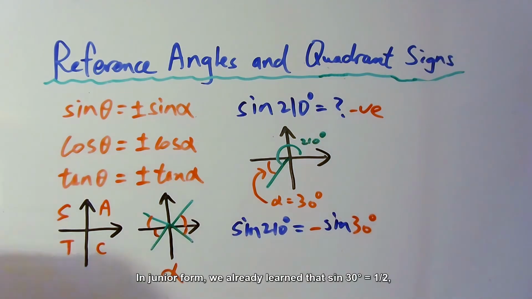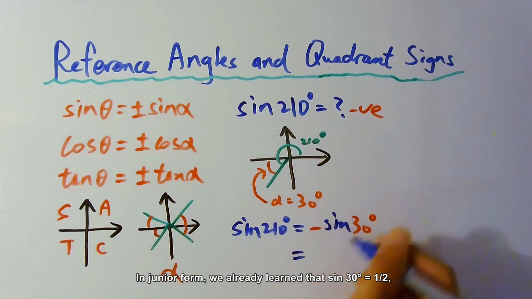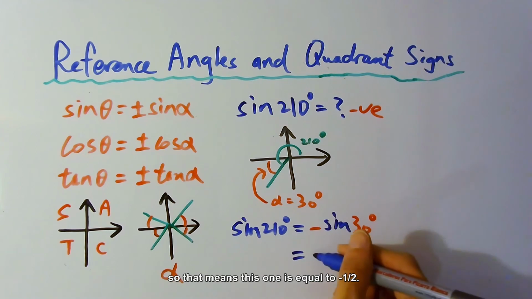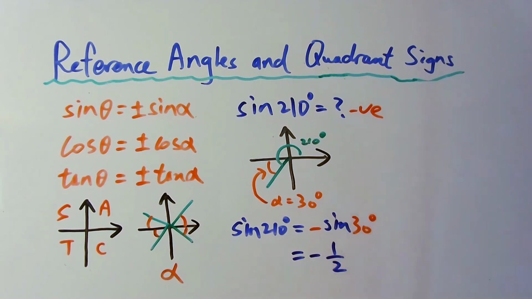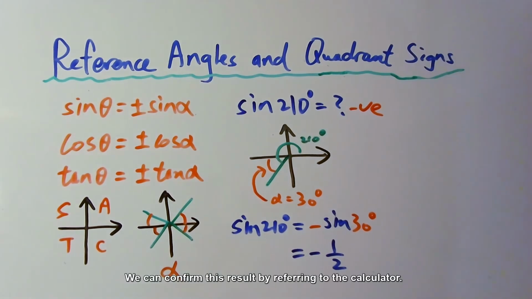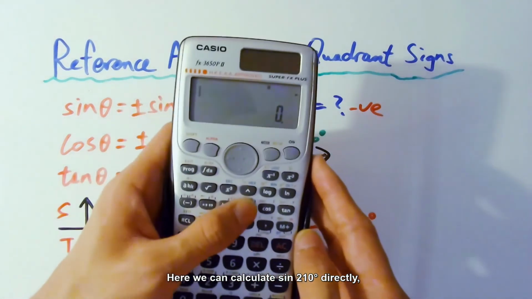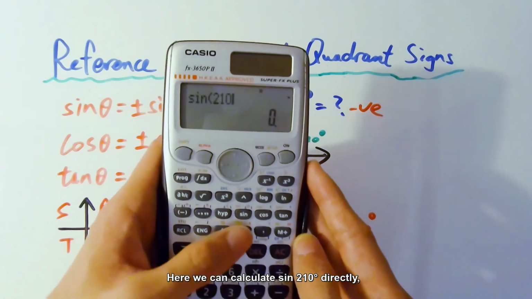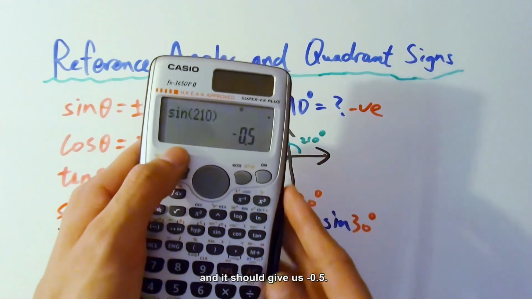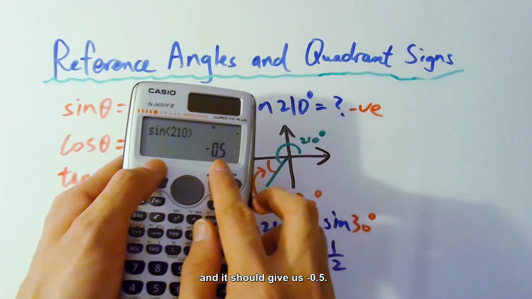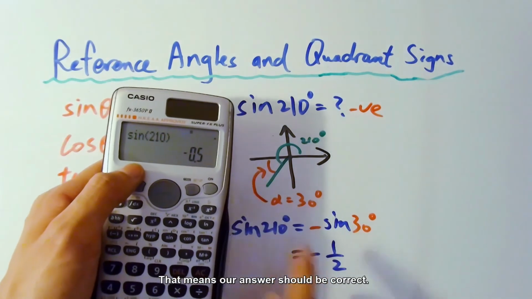In junior form, we already learned that sine 30 degrees is equal to half, so that means this one is equal to minus half. We can confirm this result by referring to the calculator. Here we can calculate sine 210 degrees directly, and it should give us minus 0.5. That means our answer should be correct.